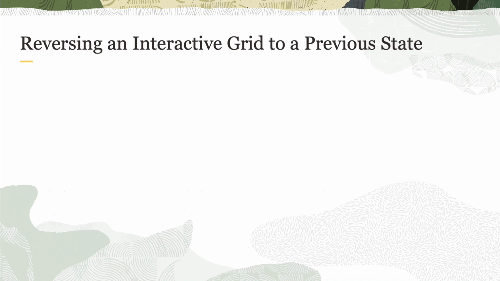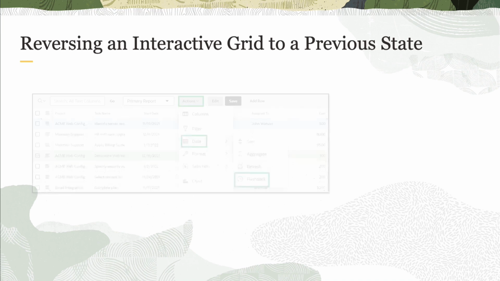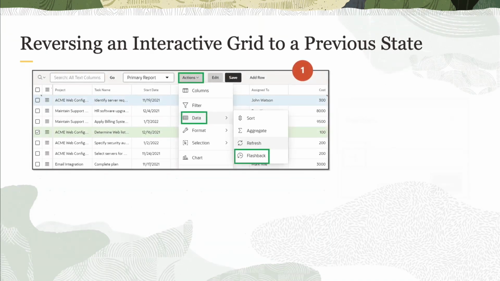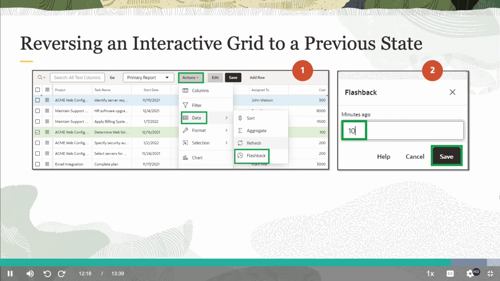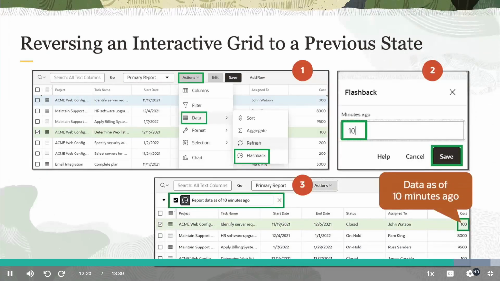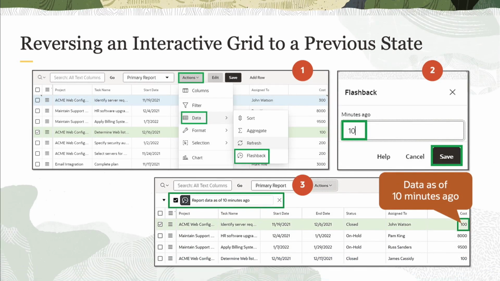End users can revert an interactive grid to a specific point in time by using the flashback option available under Actions menu. To revert an interactive grid to a previous state, click on the Actions menu and select Data, which then opens up the submenus. Click on Flashback, which then opens up the Flashback dialog, wherein you can specify the number of minutes into the past that you wish to return to. For example, in the slide, you enter 10 and click on Save, which then reloads the grid, giving you the report data as of 10 minutes ago.